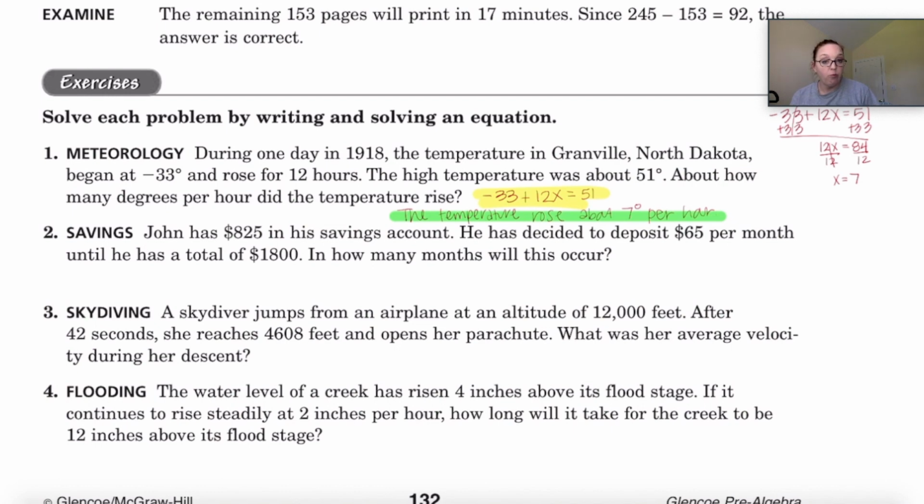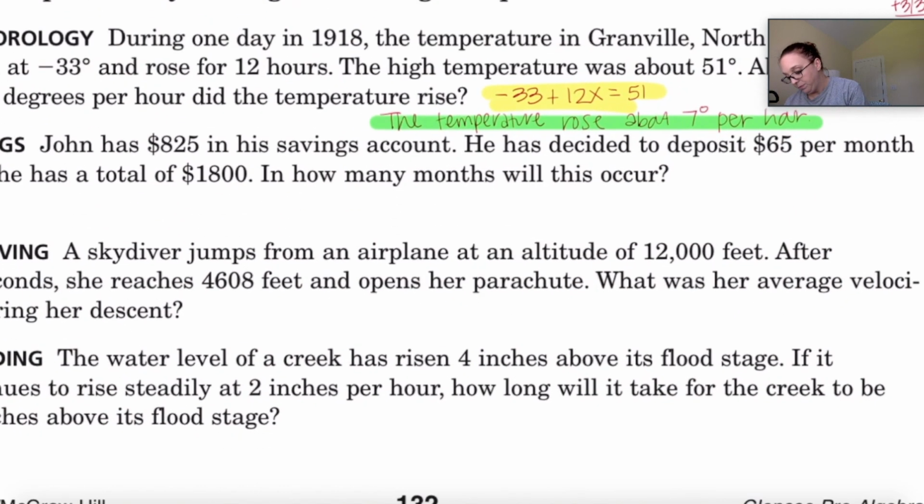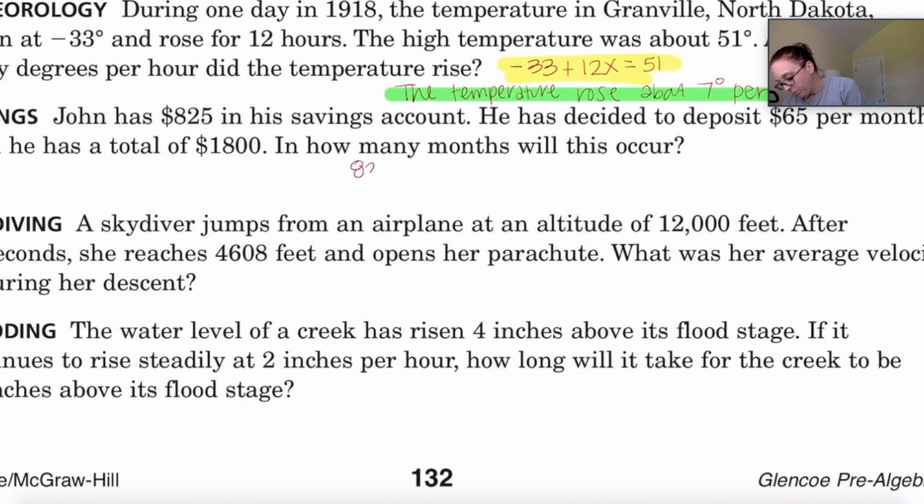So he's starting off with $825. If he deposits $65 every month, we would be adding $65 times however many months. And then he's going to keep doing that until he has a total of $1,800. So I can set that equal to 1,800. So this is my equation, 825 plus 65x equals 1,800. Now I'm going to come over here to the side and solve that equation.